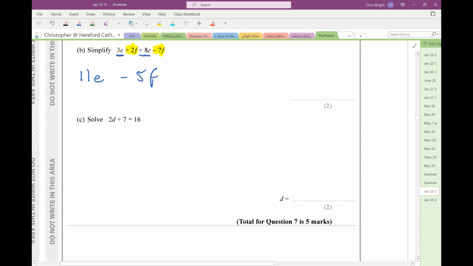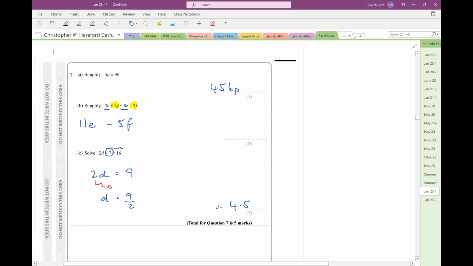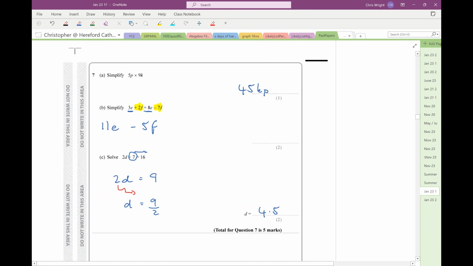Solve this one. Now, it depends how you like to do these. I'm going to float and ping this time. So I'm going to float and ping this plus 7. So it turns it into a minus 7. So now I've got 2d equals 16 minus 7 is 9. And now I'm going to escalate this 2 down. So I get d is 9 over 2. So I can work that out with my calculator, 4.5. Okay, that is question 7 finished.